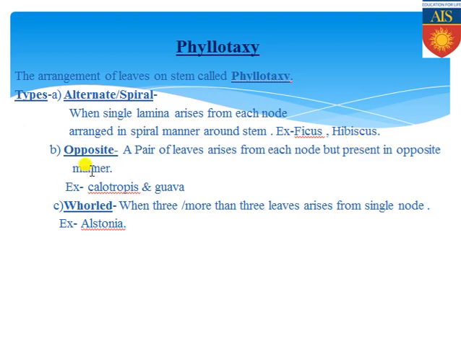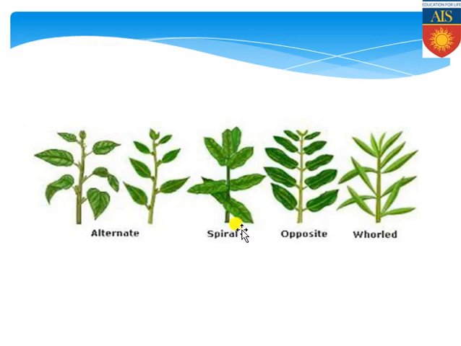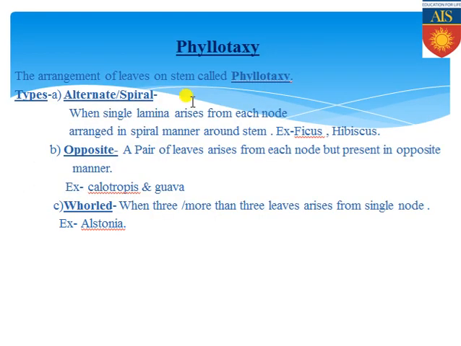If you come to the opposite phyllotaxy, you can understand these are a pair of leaves arising from each node but present in an opposite manner. So two leaves at a time will be arising from each and every node, and they will be present in an opposite manner. That means they are creating a 180-degree angle between themselves. So you can understand this one, this is opposite. The leaves are arising from a single node, but see carefully, the angle between the leaves is 180 degrees. So obviously this will be considered an opposite type of phyllotaxy. Examples: calotropis, guava.